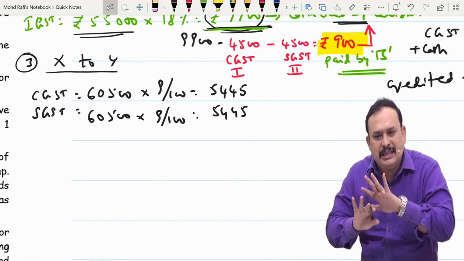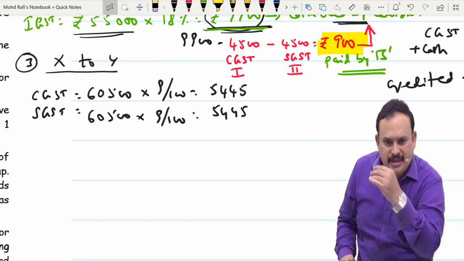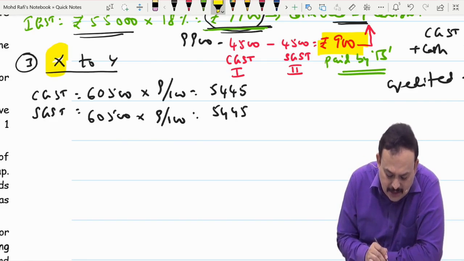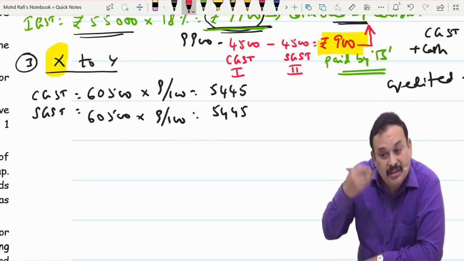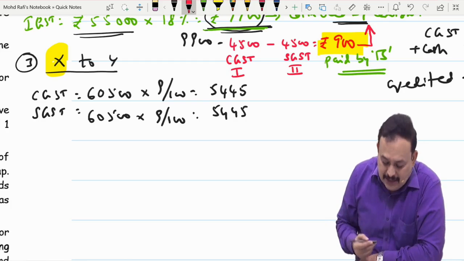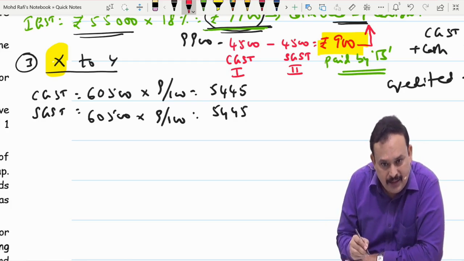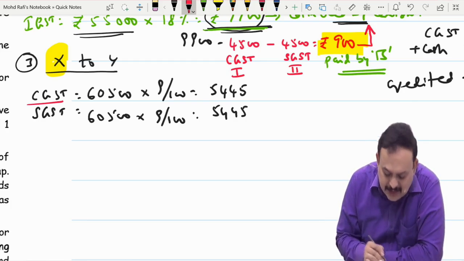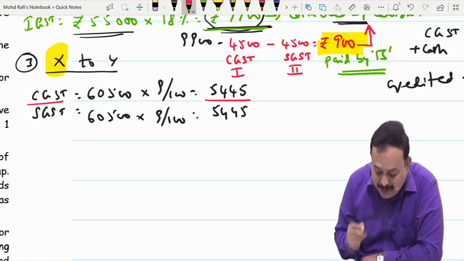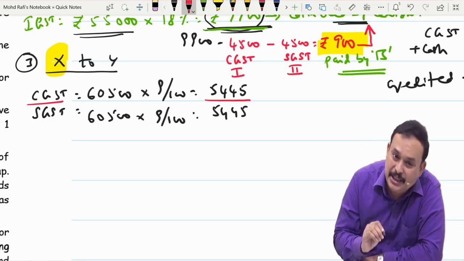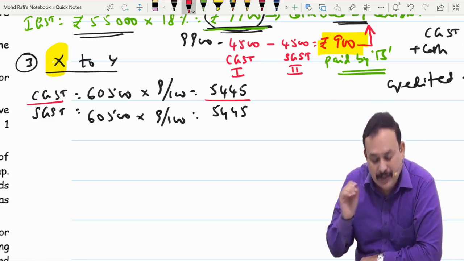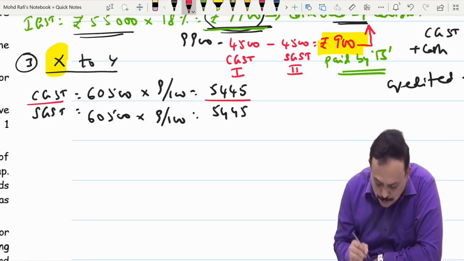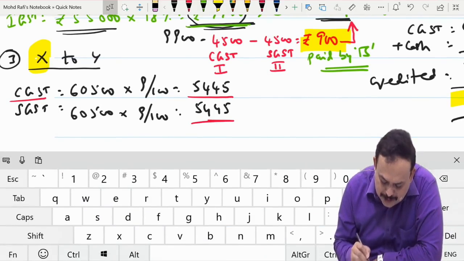Next, coming to here. X sold to Y, the transaction ends. Consumption is taking place, assume. If so, X will pay to the government CGST 5,445 and SGST 5,445. CGST is liable to pay 5,445 as well as SGST liable to pay 5,445. But the excess was already suffered by payment of IGST.